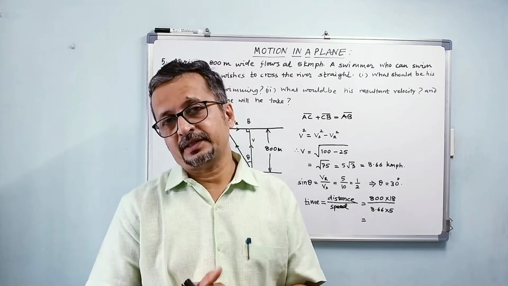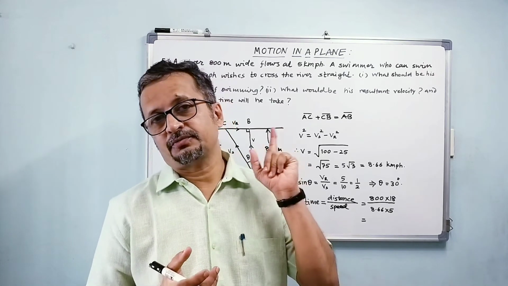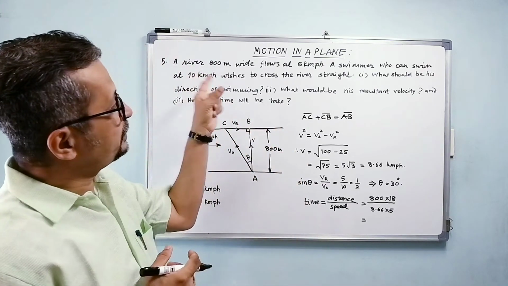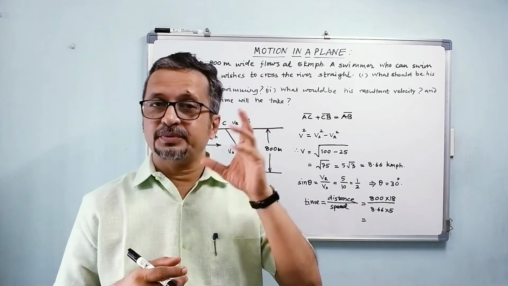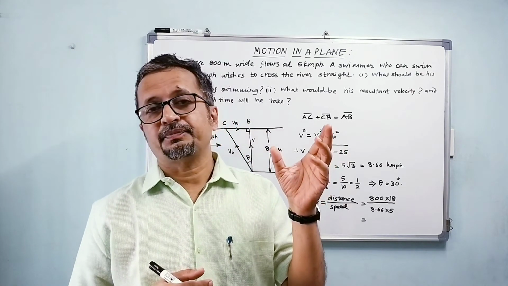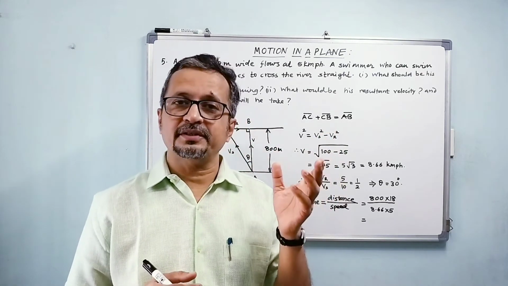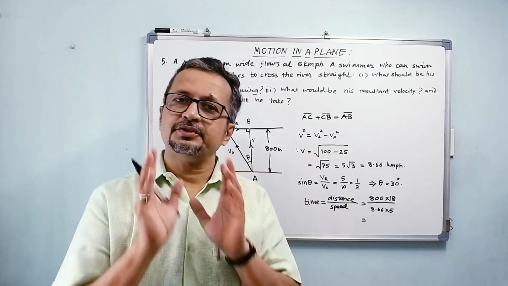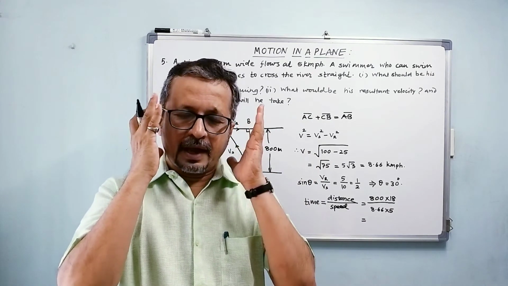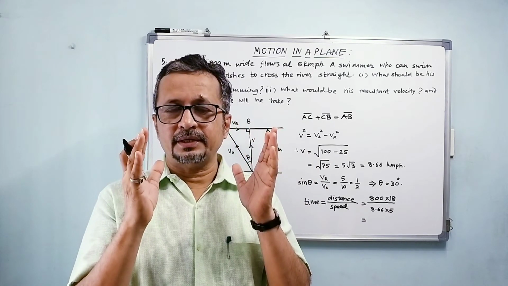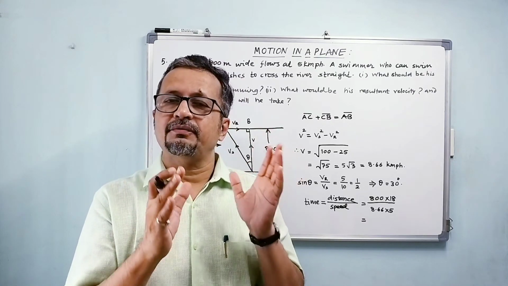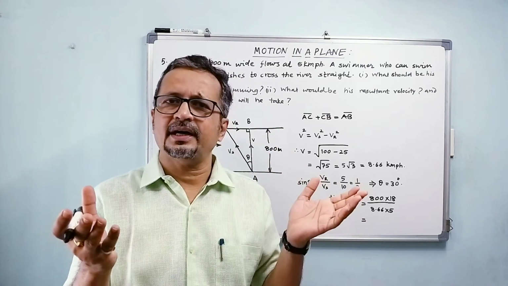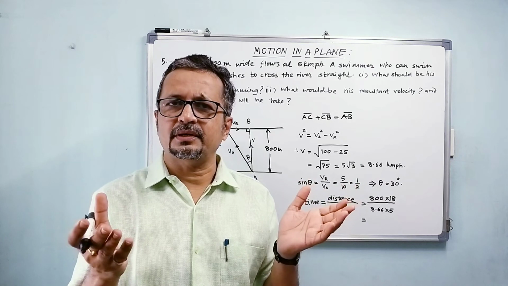So now to summarize, for addressing this kind of problems where you are given the width of the river, the speed of the water current, and the speed of the swimmer in still water, what you need to do is you just need to apply your logic. Make the vector triangle and find the answer. It's quite simple, isn't it?